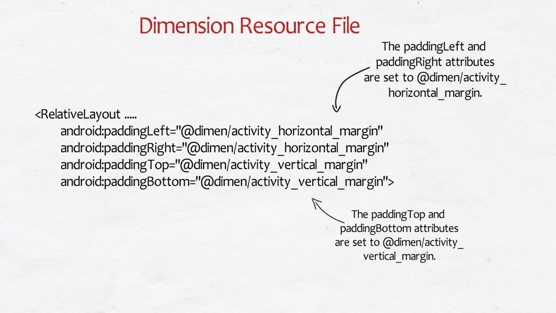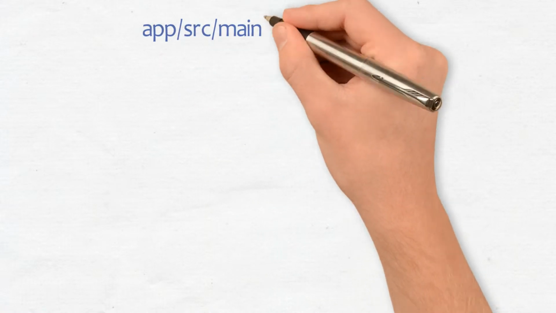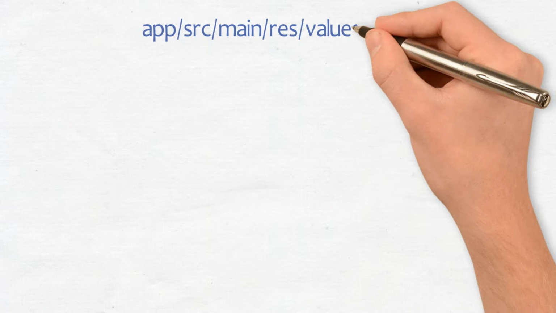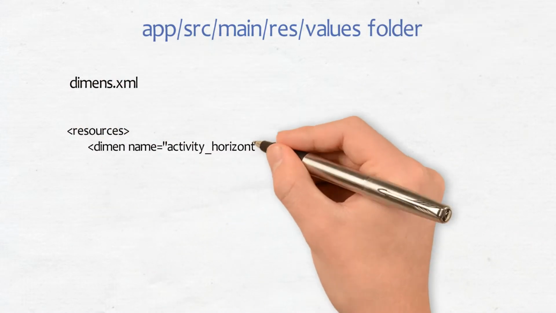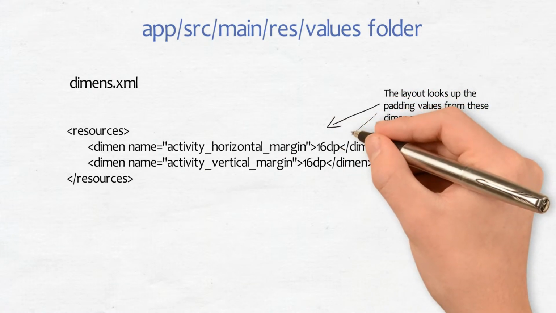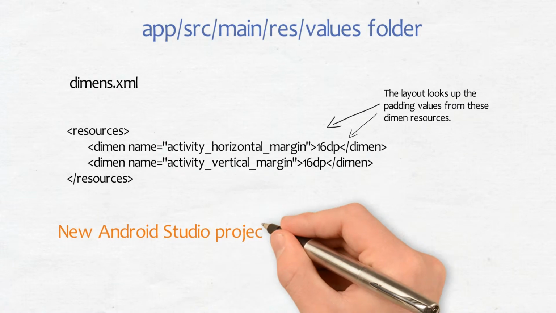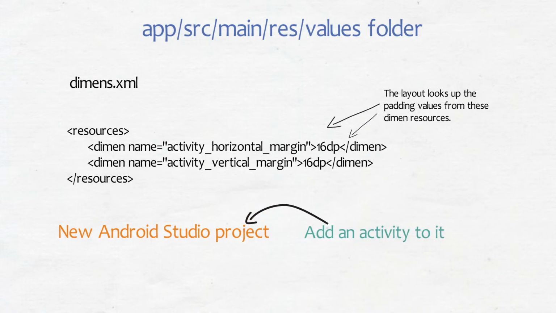Android then looks up the values of the attributes at runtime in the dimension resource file. This file is located in the app/src/main/res/values folder, and it's usually called dimens.xml. When you create a new Android Studio project and add an activity to it, the IDE will usually create this for you.